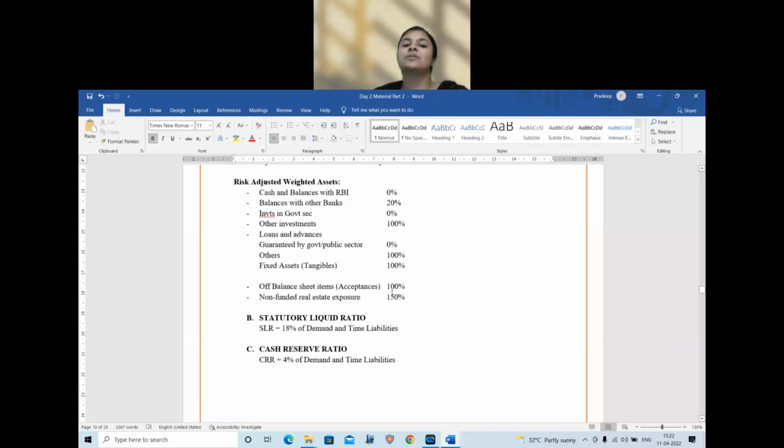Similarly, if they ask you statutory liquid ratio SLR, current rate is 18% of demand and time liabilities. What is demand and time liabilities? Need not think very hard. Just the total that you get in schedule 3. Whatever amount you get in schedule 3, which is the deposit schedule, that schedule will have a balance sheet total. That total, 18% will be your SLR.